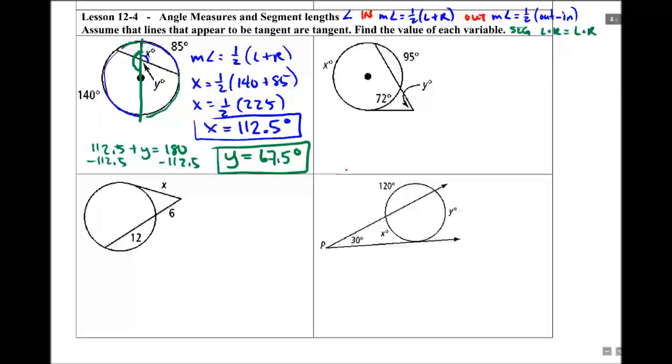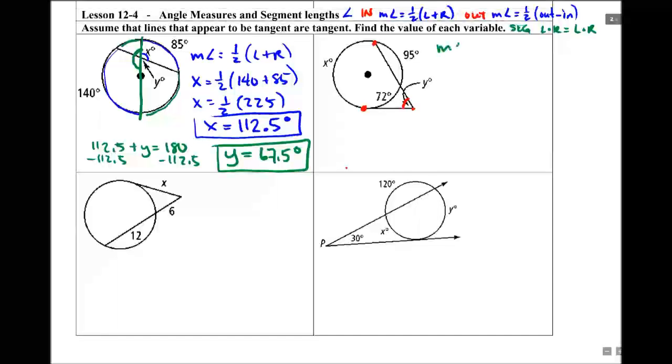Okay, this time our intersection point is outside of the circle here. We have a tangent line. The measure of our angle is equal to 1/2 the difference of out minus in. So we have an outside arc and an inside arc. We know our inside arc. We can find our outside arc as well.